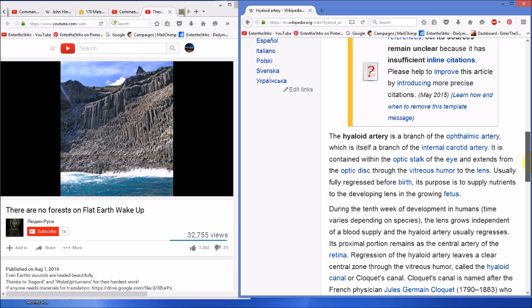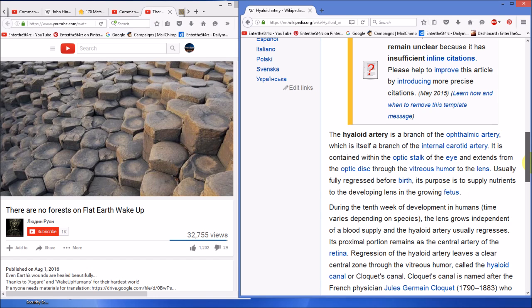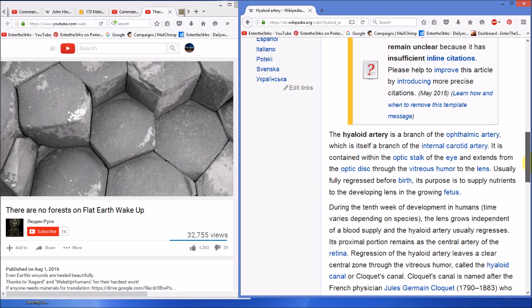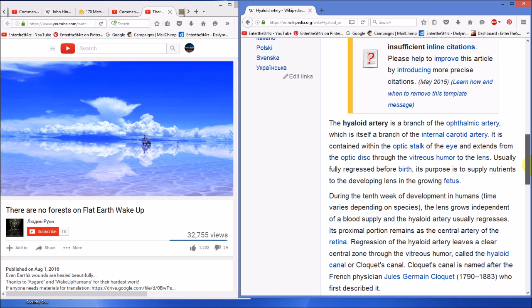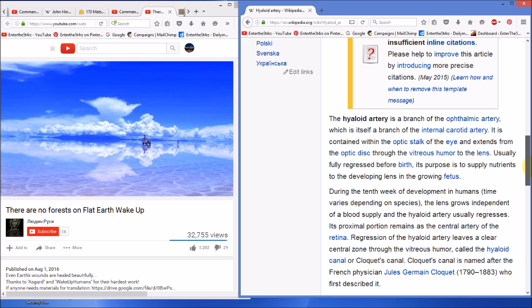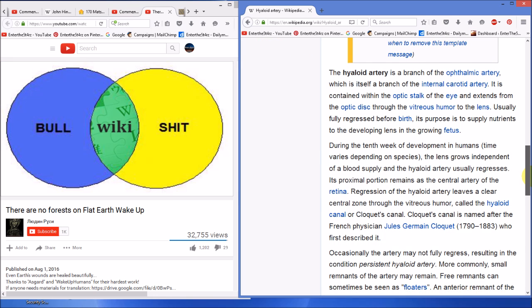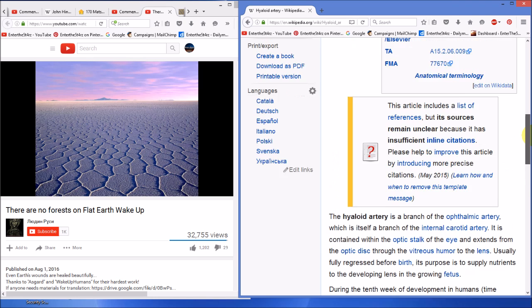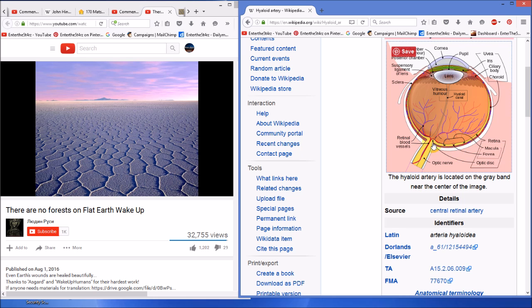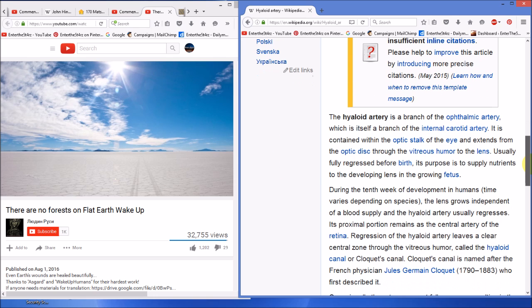The hyaloid artery is a branch of the ophthalmic artery, which is itself a branch of the internal carotid artery. It is even calling it a branch, like a tree. It is contained within the optic stalk. That's like Jack and the Beanstalk, the stalk of the eye. The branches extend from the optic disc through the vitreous humor to the lens. The optic disc being the back here, and then the lens extending through the vitreous humor through the wilderness.